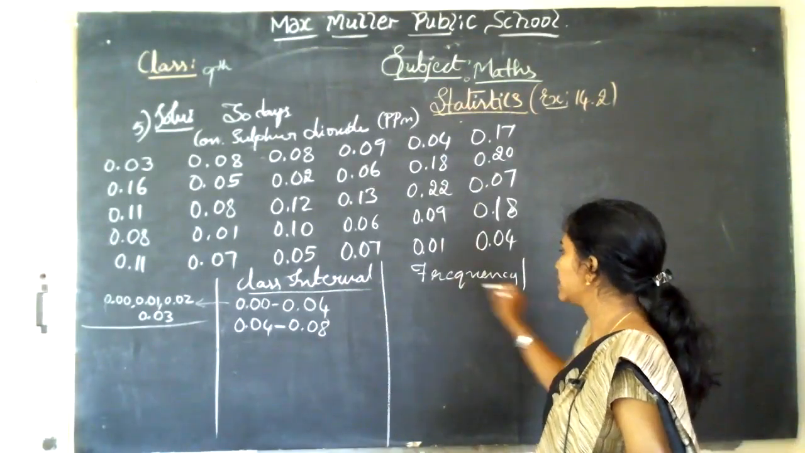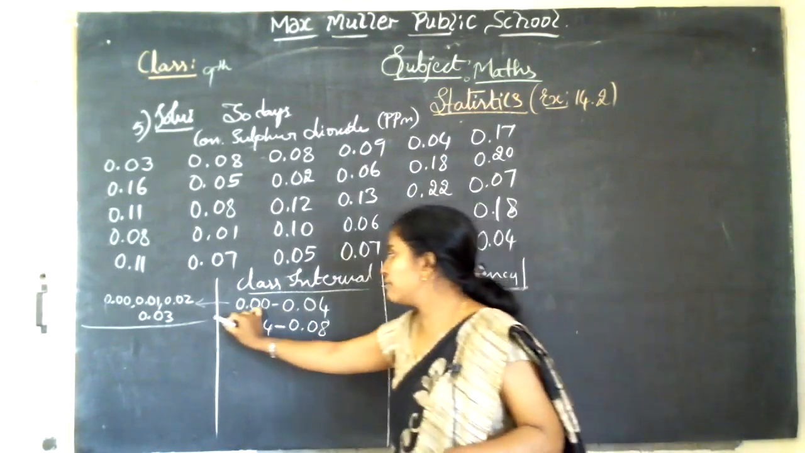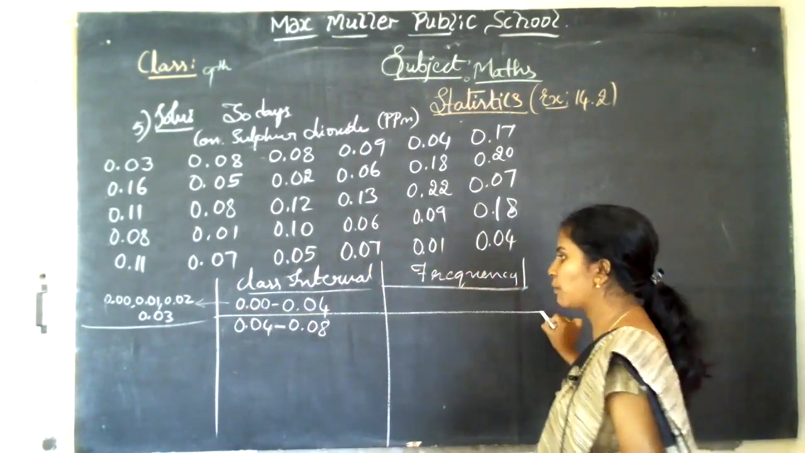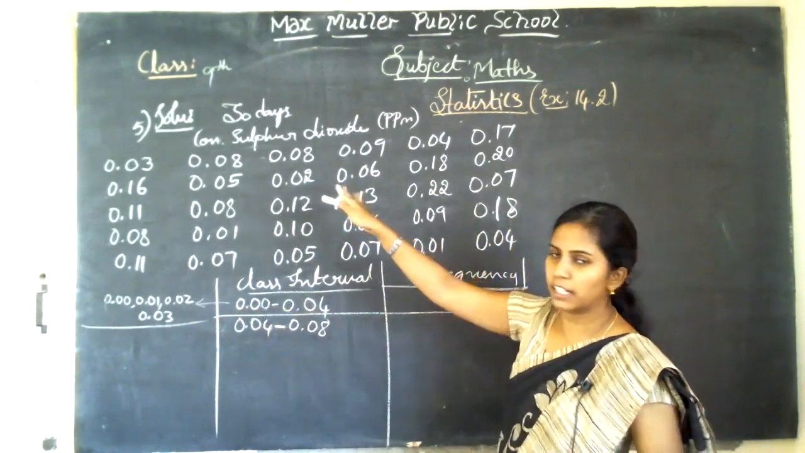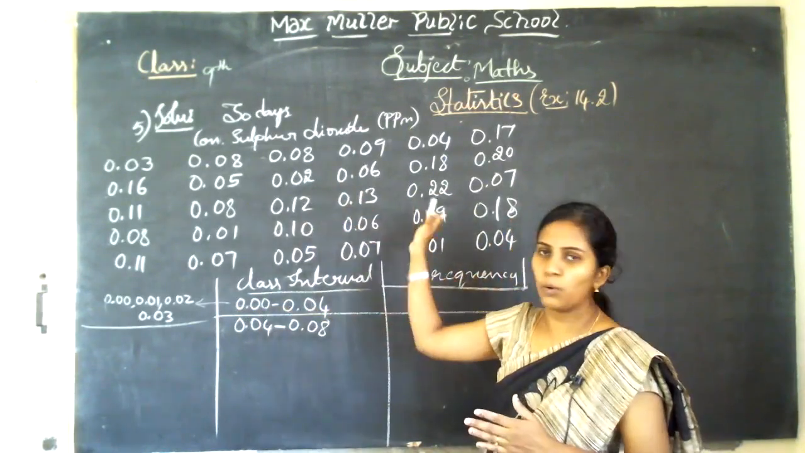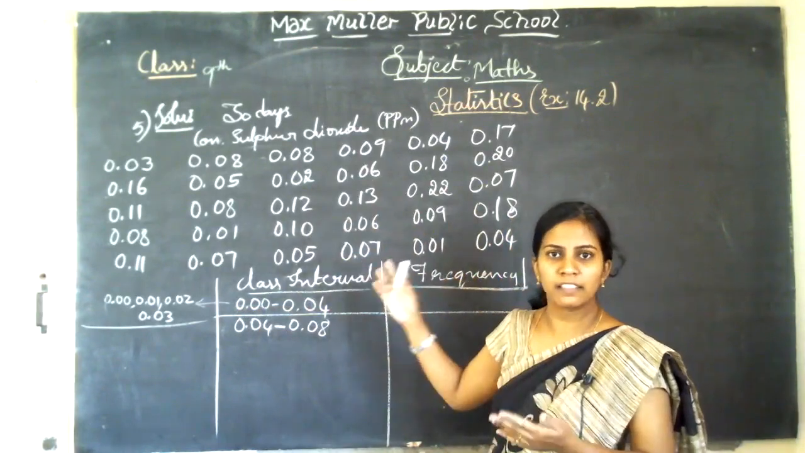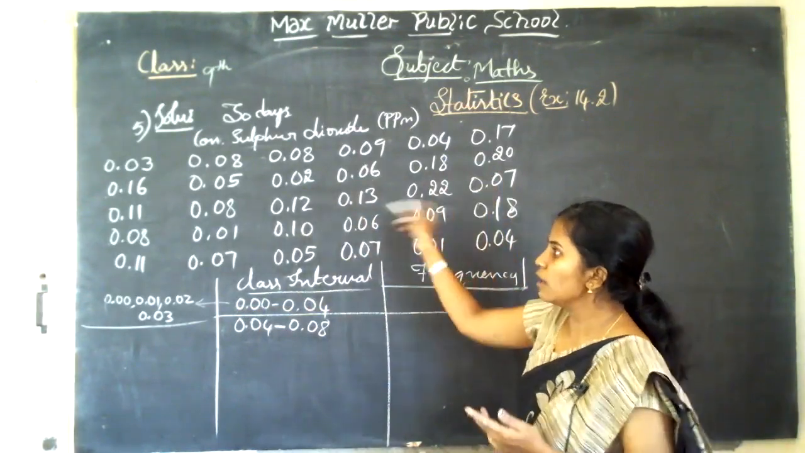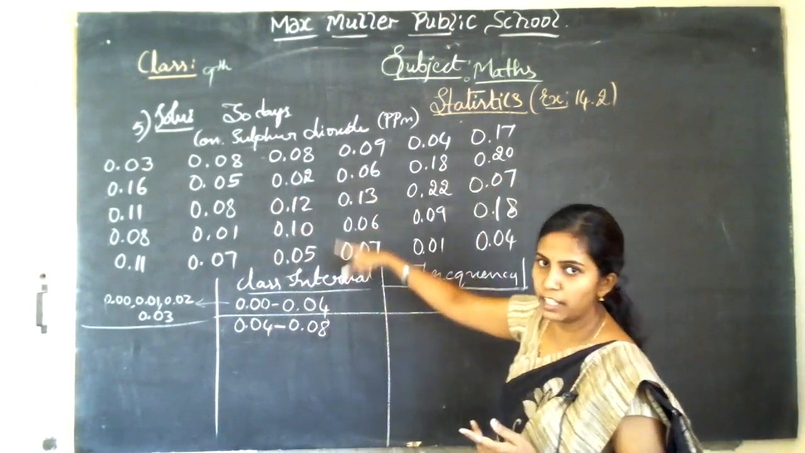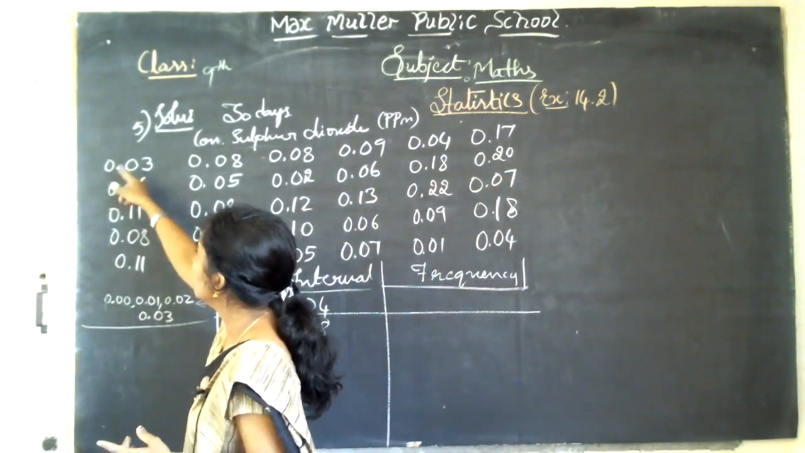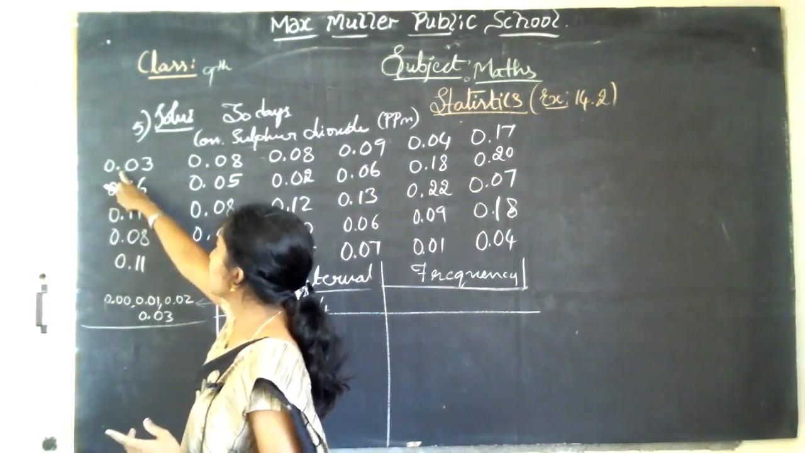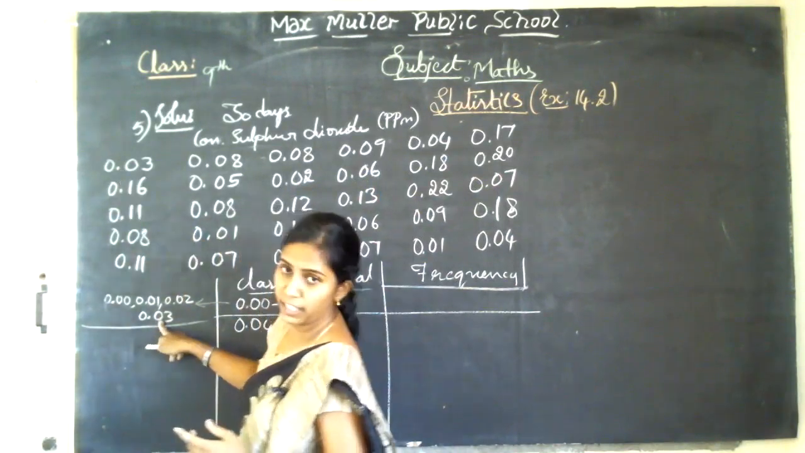Let me write the frequency. I'm writing for the first row, that is 0.0 to 0.04. Count from the beginning. You have to go either row wise or column wise. Got it? Don't get confused. See here, what is the starting number? 0.03. You get it here, isn't it?